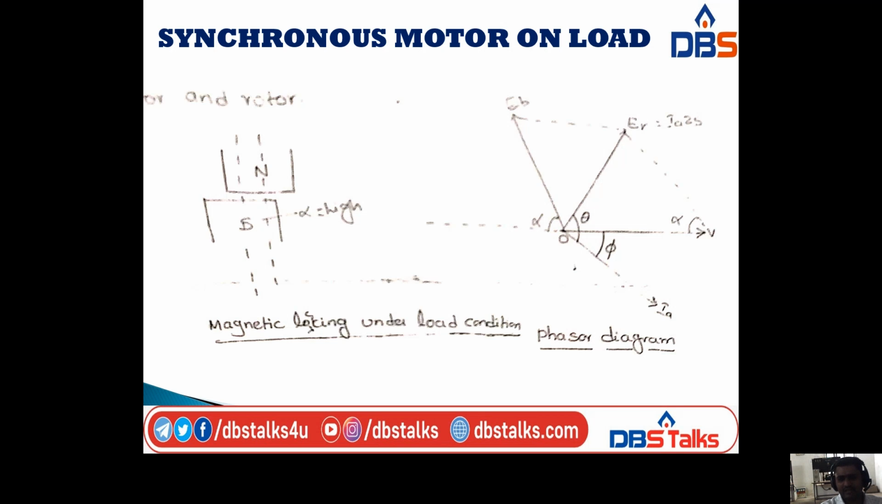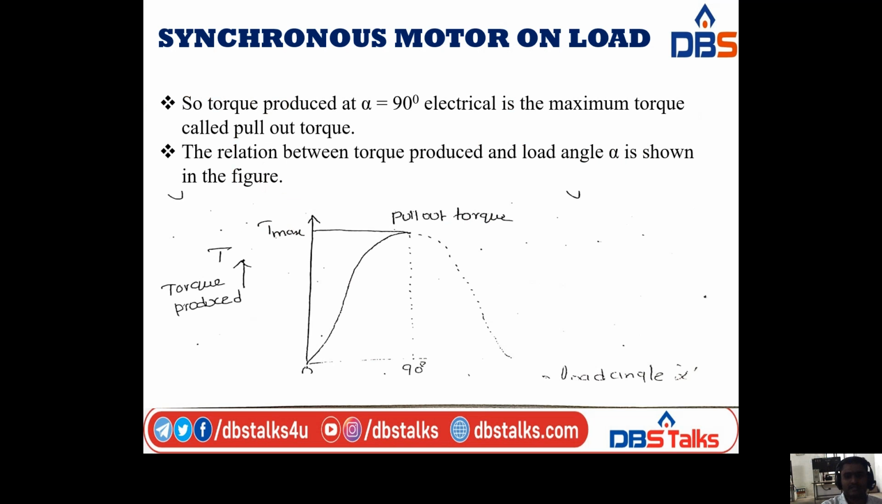And here we have the drop, that is Ia Zs. So ER, the resultant EMF, is equal to Ia Zs. The torque produced at alpha equal to 90 degrees is the maximum torque, that is called pull out torque. The torque equation I will discuss in the coming classes. In this class I am going to discuss just pull out torque, which is one of the types of torque in a synchronous motor. When alpha is equal to 90 degrees, it produces the maximum torque, called pull out torque.